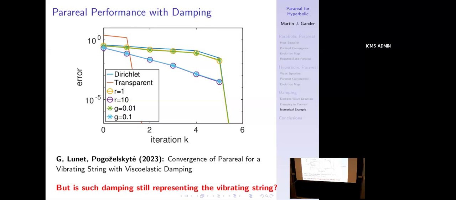And we studied this with Thibault and Auschra. There is a short paper about this that studies this very carefully, and in particular points out another problem that I will show. But is this damping still representing my vibrating string? The one that makes it now work better?